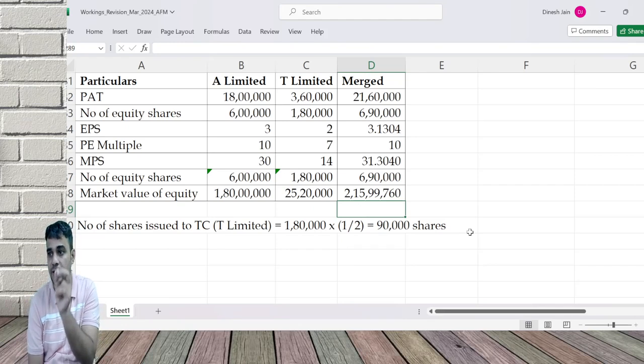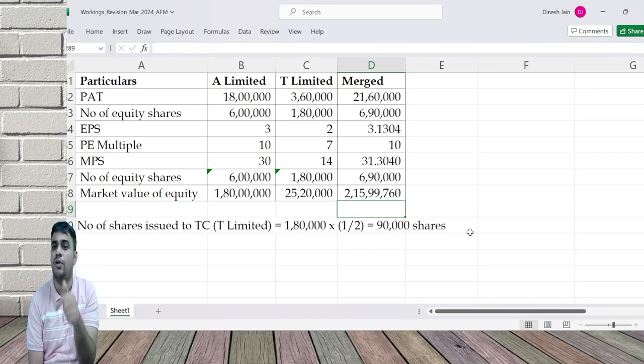In my solution, I'll give two answers. I'll say 2 crore 15 lakh 99,760, rounded off. Rounded off to what? PAT into P/E multiple is the right value. So it is 2 crore 15 lakh 99,760. Sometimes they say let's round it off to 2 crore 16 lakh.